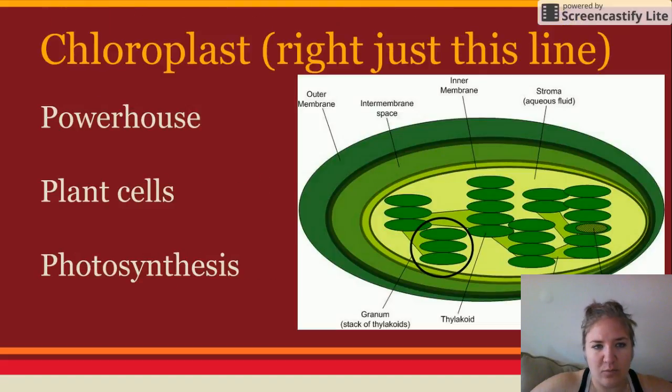And the last one that we're going to talk about is the chloroplast. This is also considered a powerhouse, so this would be equivalent to the mitochondria in animal cells. This is in plant cells, and this is where photosynthesis occurs. It's got a lot of surface area inside as well, and this is where we convert light energy into ATP.